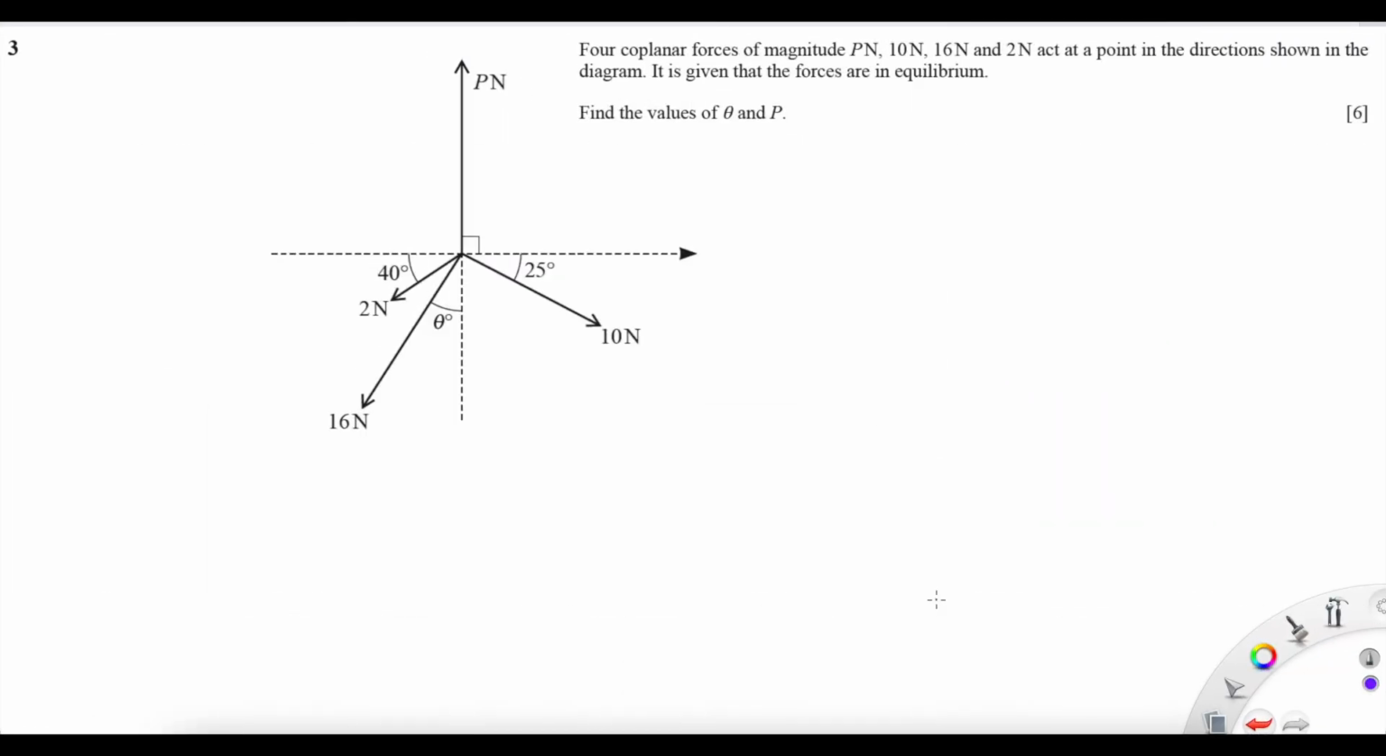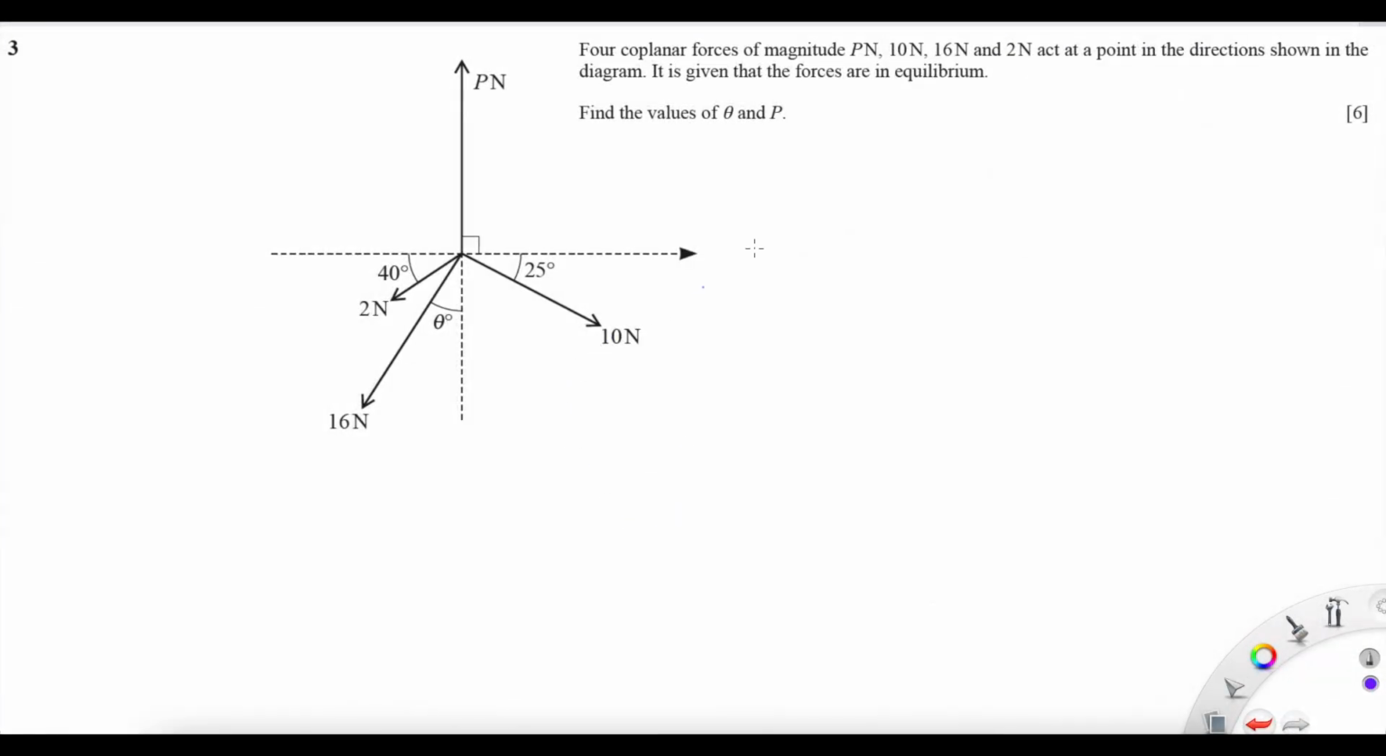Question number 3. Four coplanar forces of magnitude p newtons, 10 newtons, 16 newtons and 2 newtons act at a point in the directions shown in the diagram. It's given that the forces are in equilibrium. Find the values of theta and p.